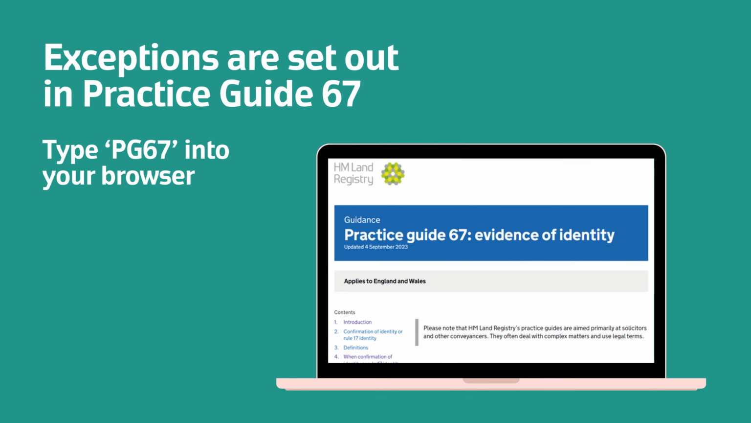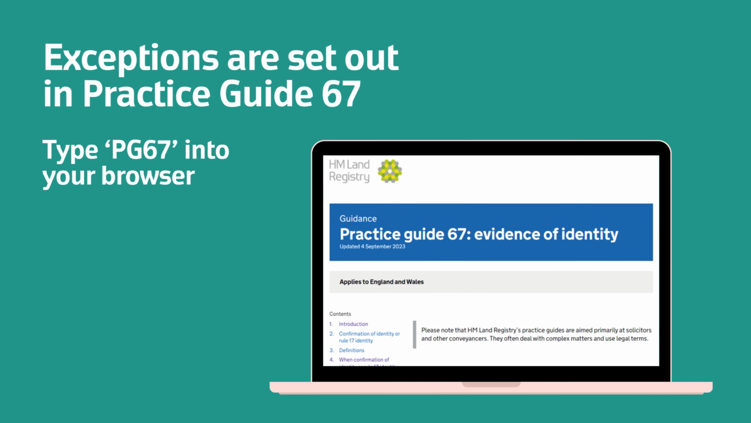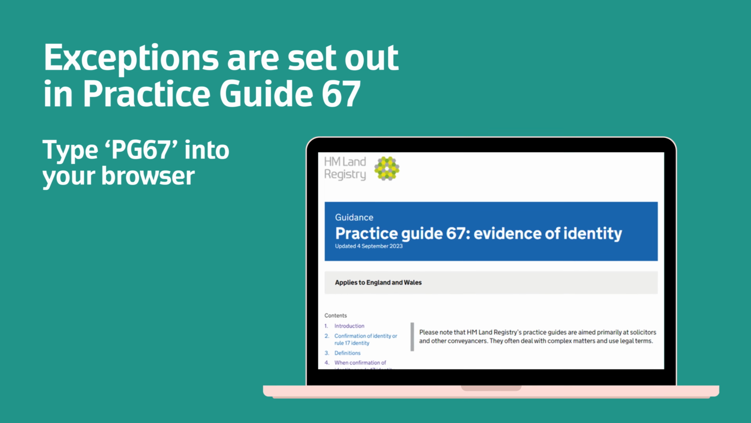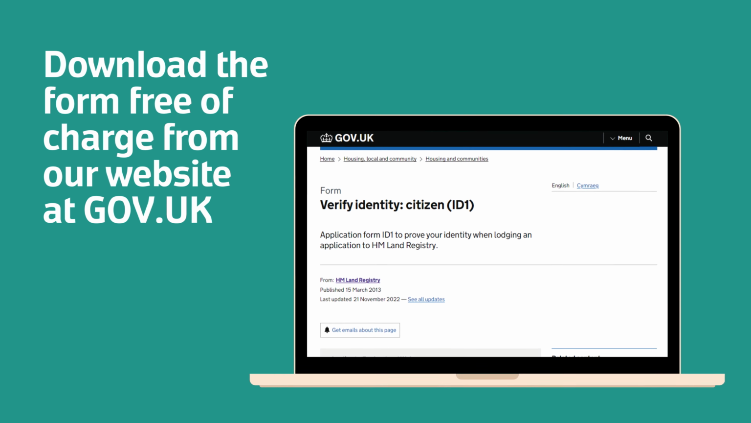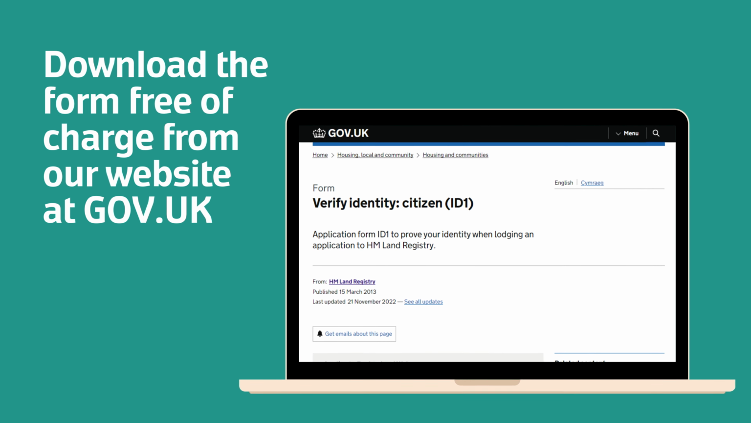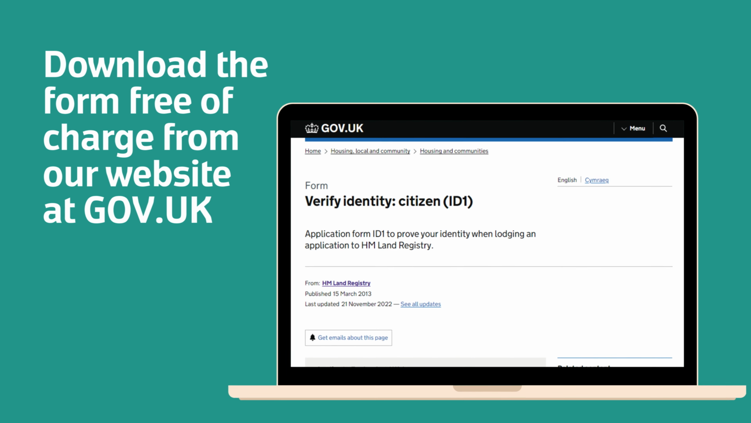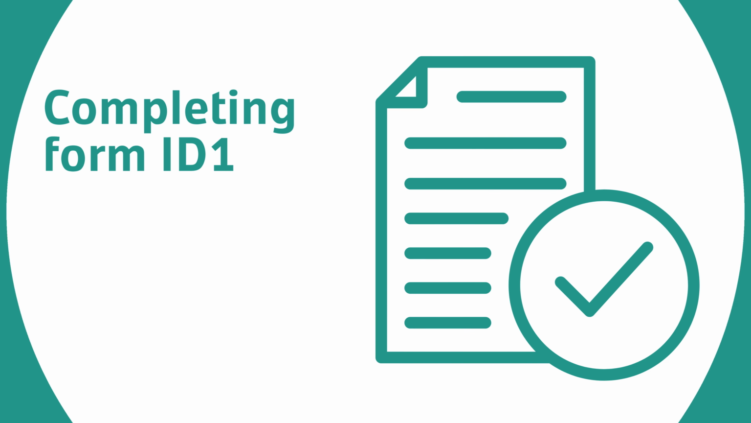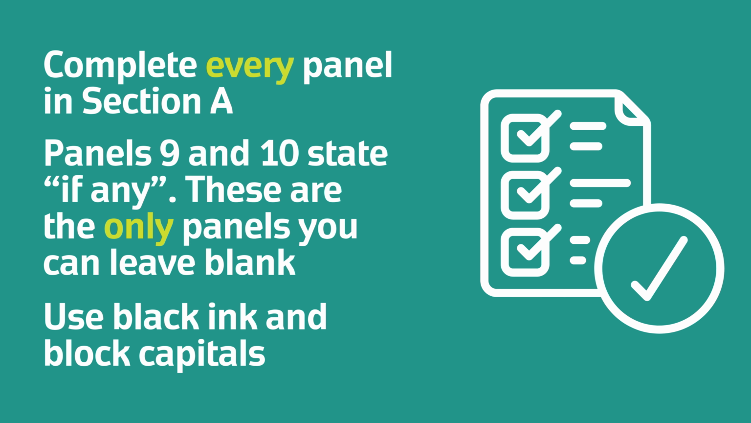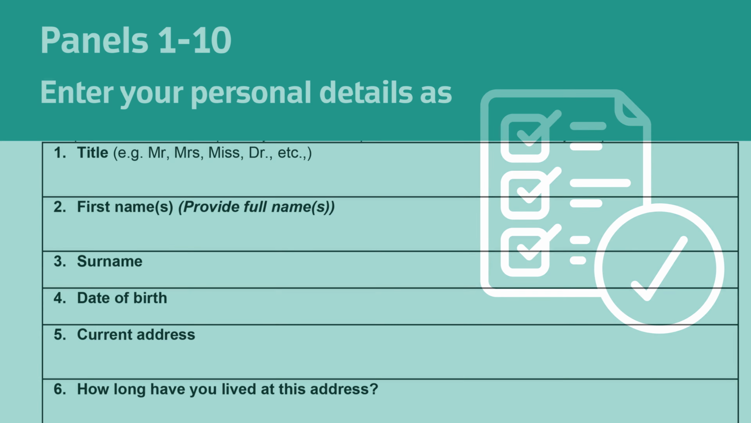There are a few exceptions for whom confirmation of identity is not required, and these are set out in full in Practice Guide 67. Download the form free of charge from our website at gov.uk. Apart from the two panels, Panel 9 and 10, marked If Any, you must complete every panel in Section A. Use black ink and block capitals to ensure your form scans properly and is legible.